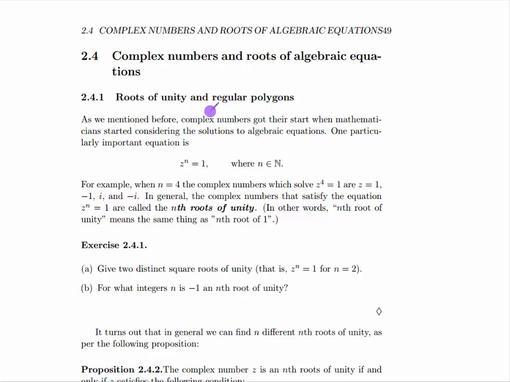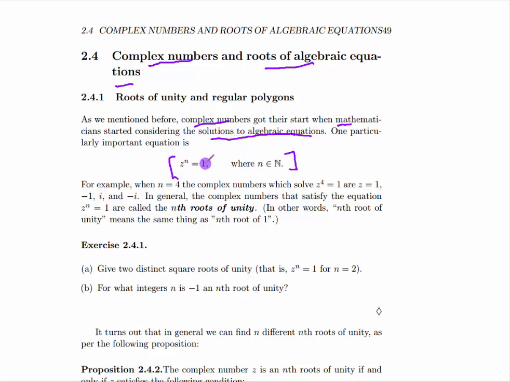Okay, let's talk about some mathematical applications of complex numbers. Specifically, let's talk about complex numbers and roots of algebraic equations. Now, complex numbers actually got their start when mathematicians started considering roots of algebraic equations. We mentioned that before. Here's one particular example of an algebraic equation.